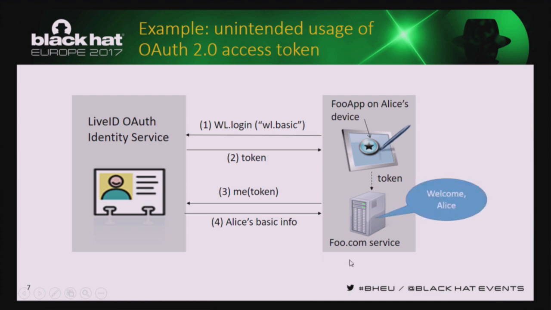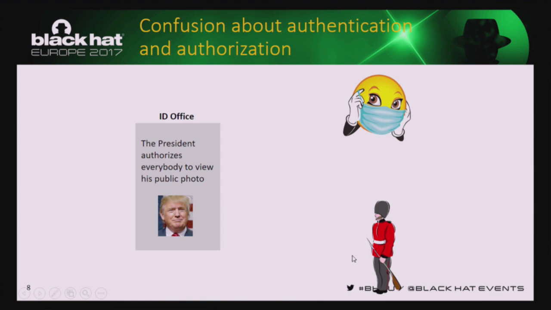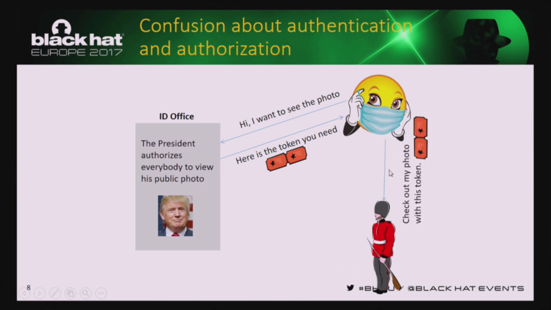Right? So this is due to a confusion about authentication and authorization. Now, let me use this analogy to explain the root cause of the confusion. Imagine that we have an ID office, and the president authorizes everybody to see his public photo, which is okay because it's just a public photo. Now there is a yellow face here who says, I want to see the photo. Then of course the ID office has to issue the token because everybody should be able to see the photo. Once the access token is obtained, this yellow face just passes the token to the relying party. Then the relying party presents the token back to the ID office. Then of course the relying party will get the public photo.